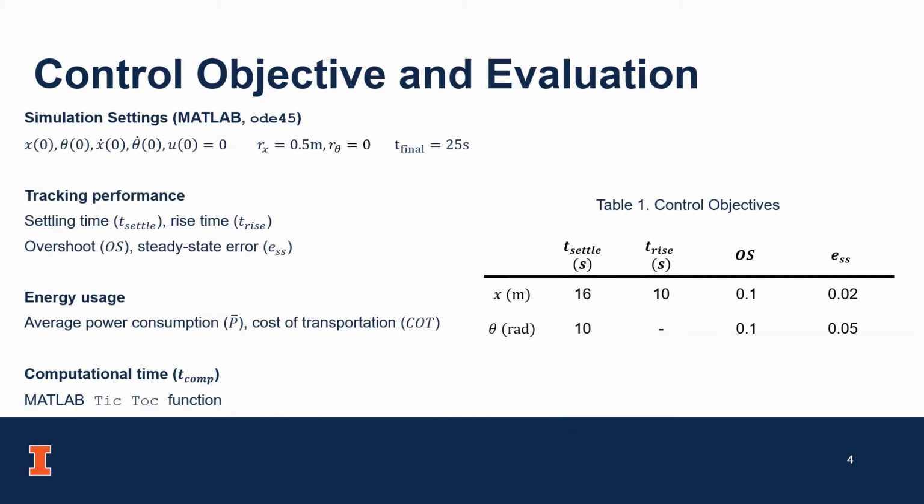MATLAB and Simulink were used for simulation for 3 trials. Each trial used one of the controllers, starting from 0 initial condition to reach a desired position of 0.5 meters and stable equilibrium position within a simulation time of 25 seconds. For each trial, tracking performance, energy usage, and computational time were analyzed. The control objectives are shown in Table 1.